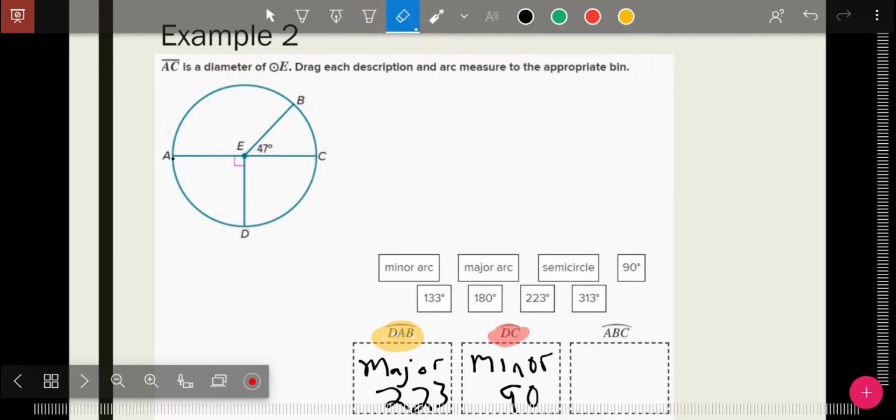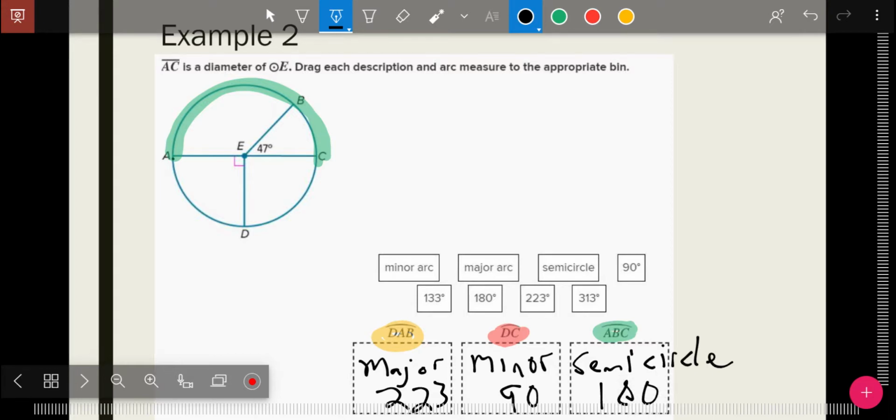And then ABC. How many degrees is it going to be from A to C? How many degrees is that going to be? I know that it goes exactly half the circle, and the word for that is semicircle. And how many degrees is that? 180 degrees is correct.